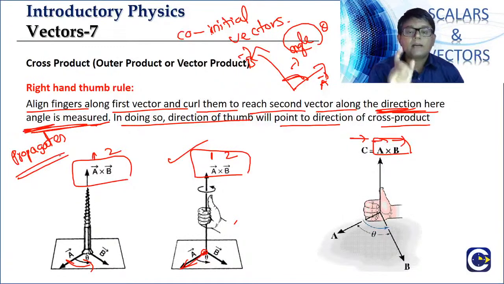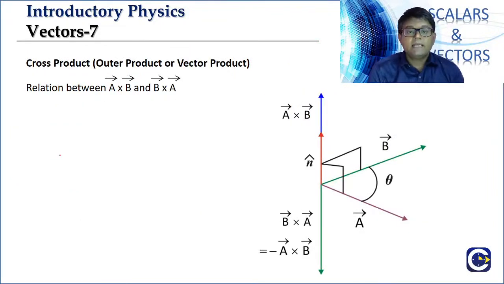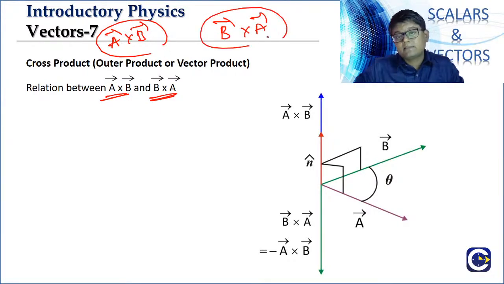Now I will try to explain the direction part by taking this example. This will make us more clear. I can talk about A bar cross B bar. I can also talk about B bar cross A bar. What is the difference? When I say A bar cross B bar, A bar is the first vector and B bar is the second vector.